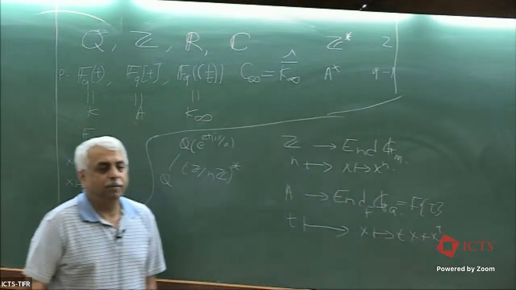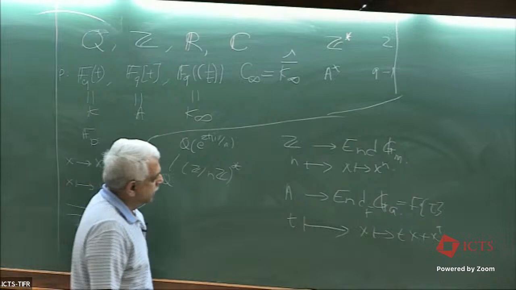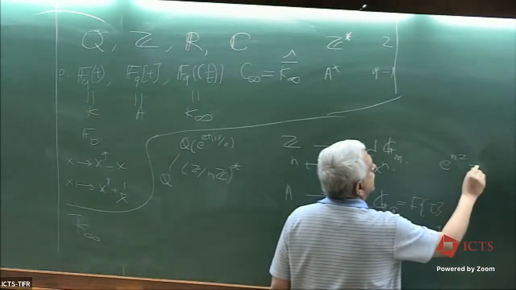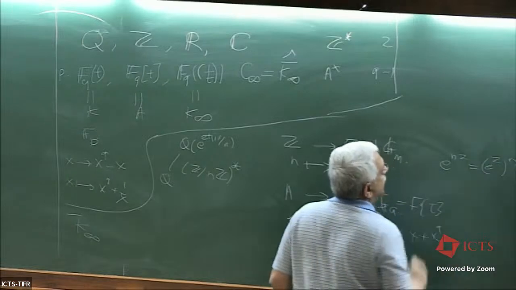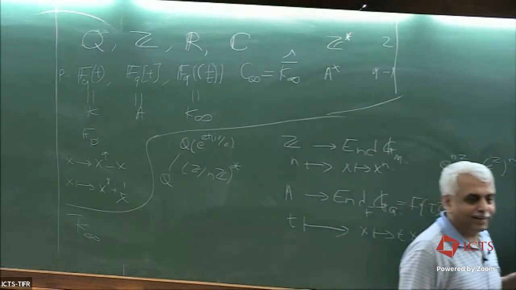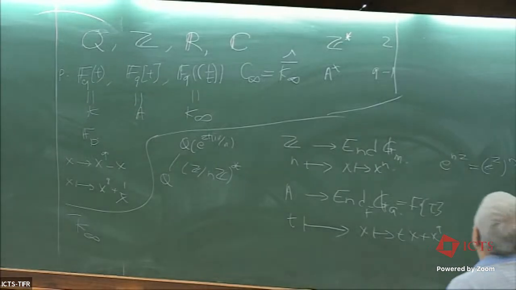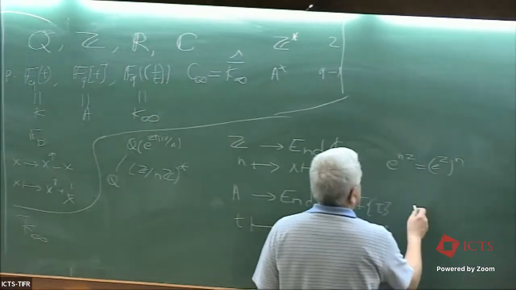This is called a Drinfeld module or Carlitz module of rank 1. And just like you have an exponential which says e to the nz is equal to e to the z to the n, this looks a trivial thing, but that is the functional equation. Notation makes it look trivial, but exponential of nz: the action of integers is given by a monomial here. The same thing happens here.